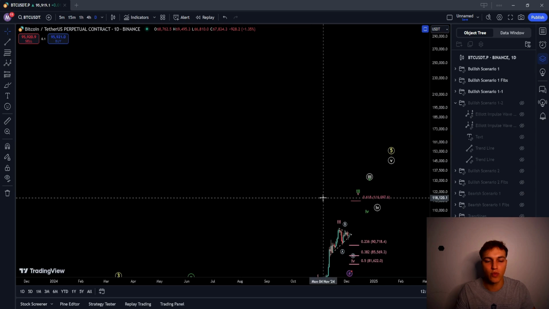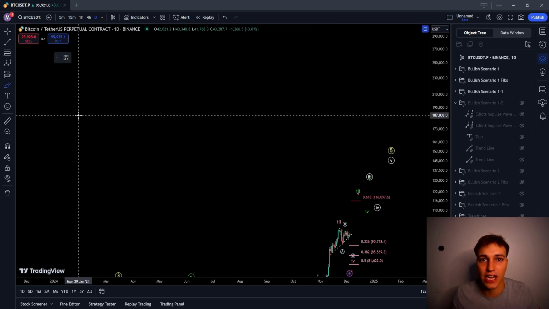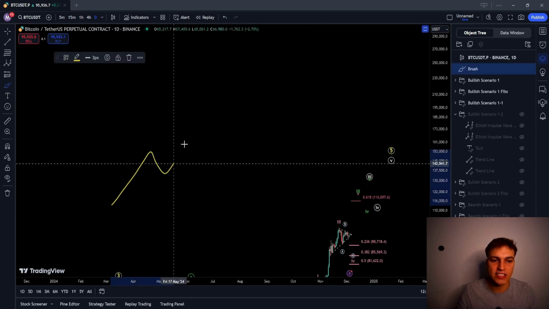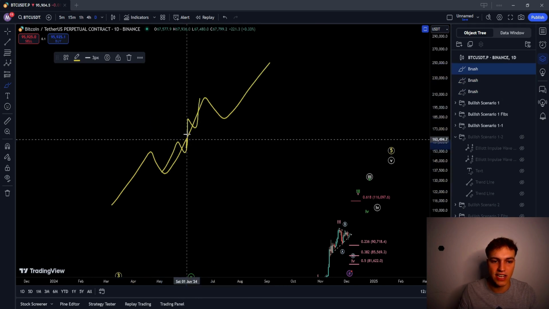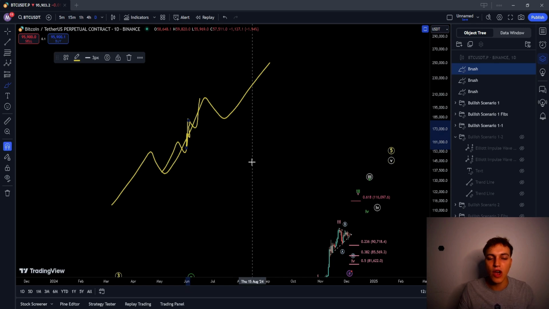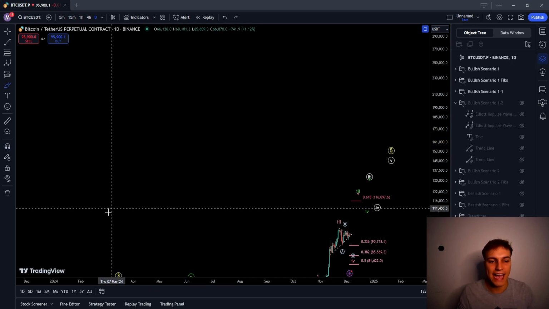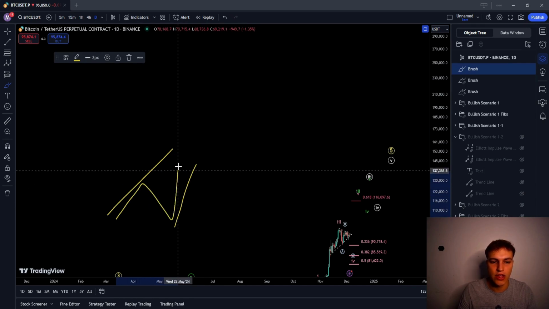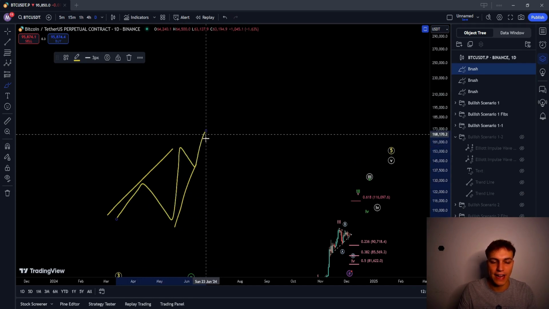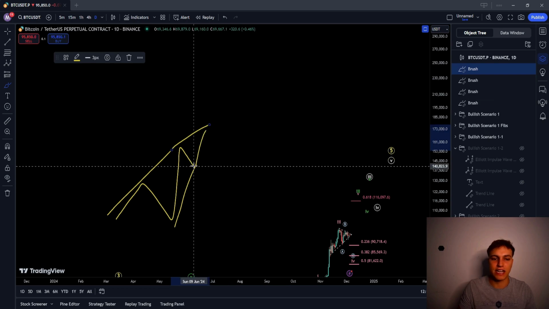Then from there we have had multiple impulsive moves to the upside. When a correction finishes, we can have one of two things: a standard impulse with multiple moves inside, and in this wave 3 as well, or we could have a diagonal, something like a 1, 2, 3, 4 and a wave 5, something like this.